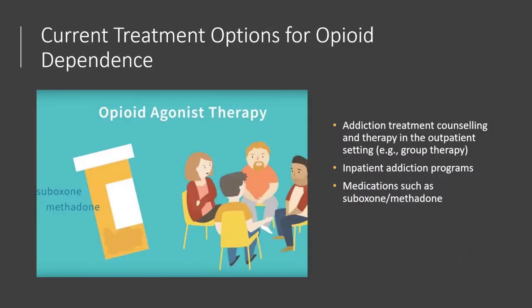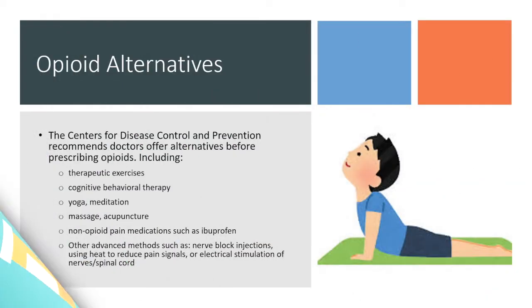There are different methods of treating opioid dependence, including outpatient counseling such as group therapy, inpatient addiction programs, and medications such as Suboxone and methadone. Suboxone is a standard of care for opioid dependence here at Ozark Center. The CDC now recommends physicians to first offer alternatives to opioids prior to prescribing them to patients.